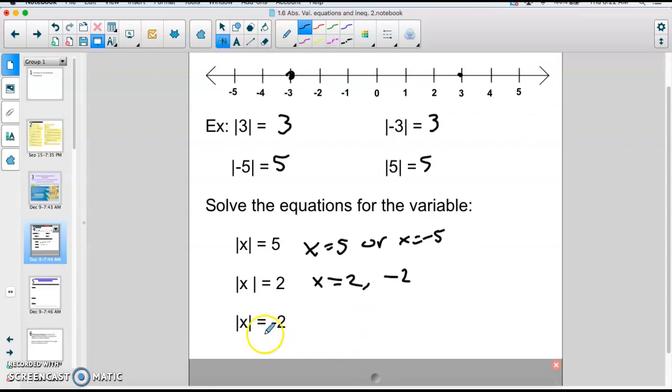Now, is this one possible? Can you have an absolute value equal a negative number? And the answer is no. You can't. No solutions. Because with absolute value, the answer will always be positive. Okay?